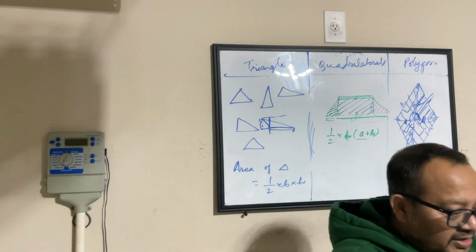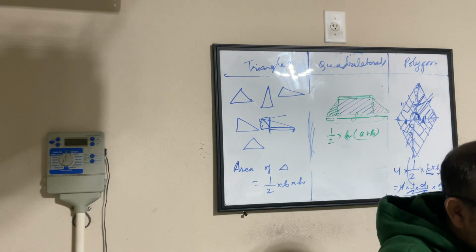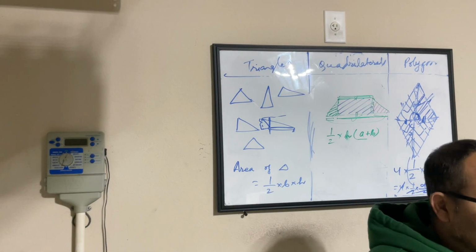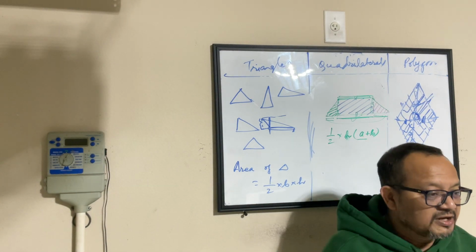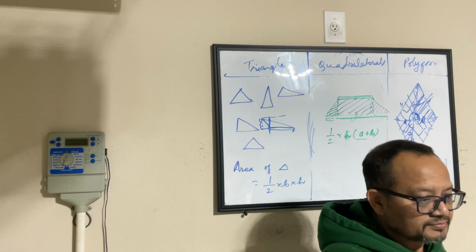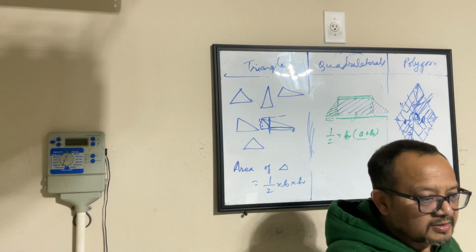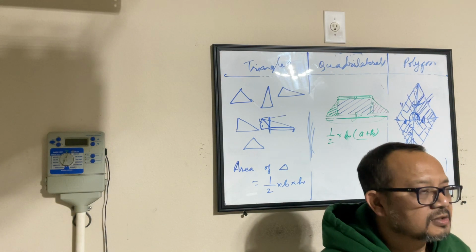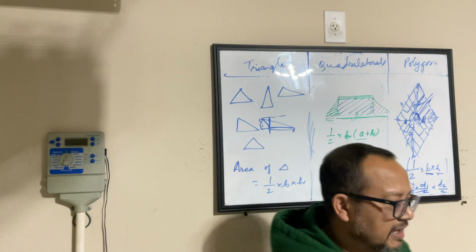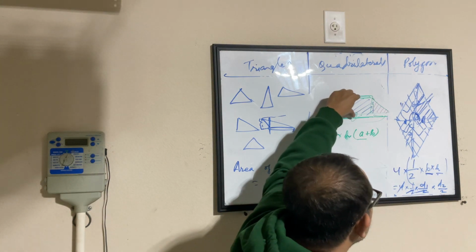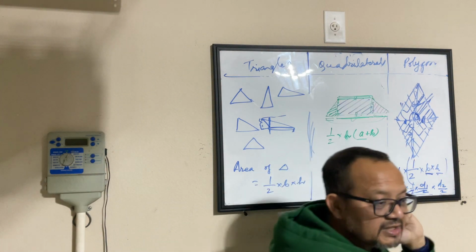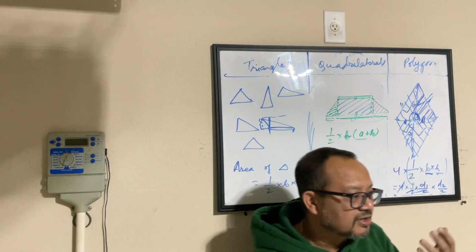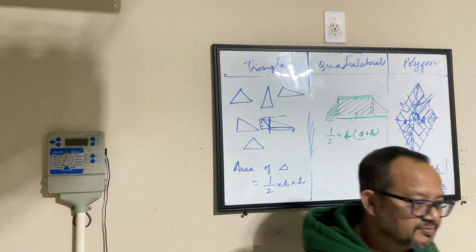I'm not trying to prove it. Just get your hands dirty, try proving it if you want to be more confident about this formula. Anybody have any doubt? Yes, Pranav. But my teacher said you can also do 1 by 2 times A plus B into height. Same thing. Height is nothing but the distance between the parallel lines. You can call it height, you can call it the distance between the parallel lines. Both are the same. Okay.